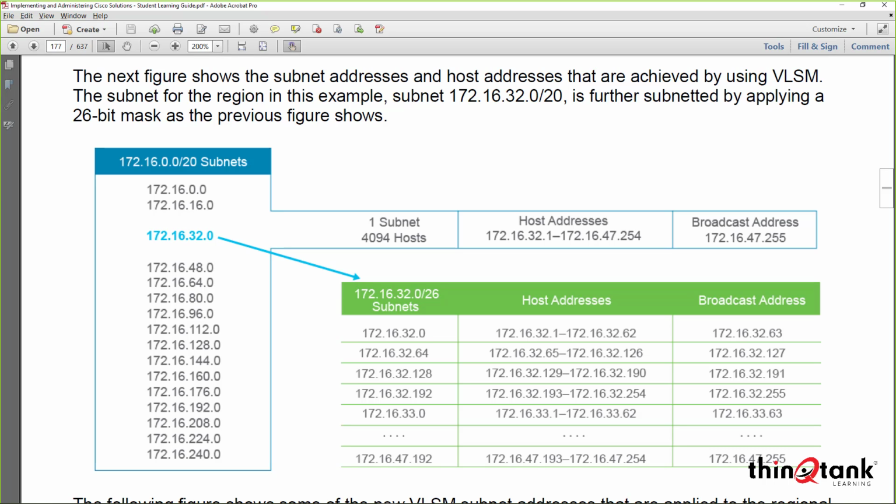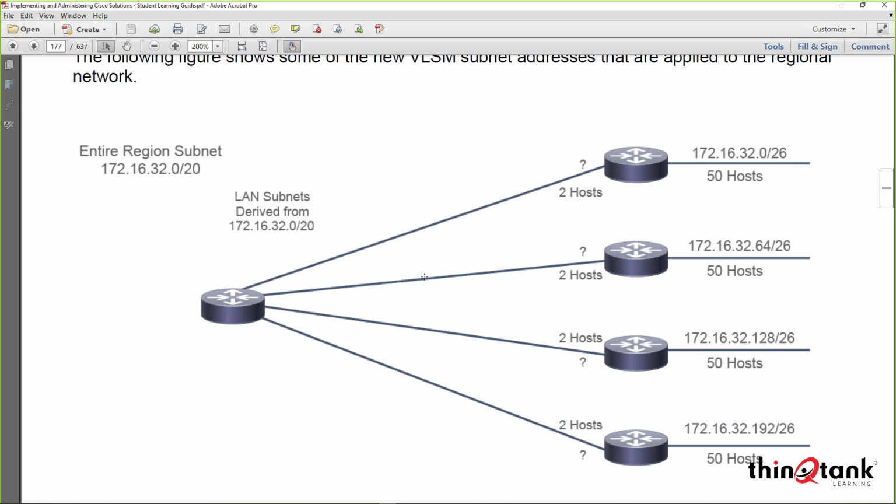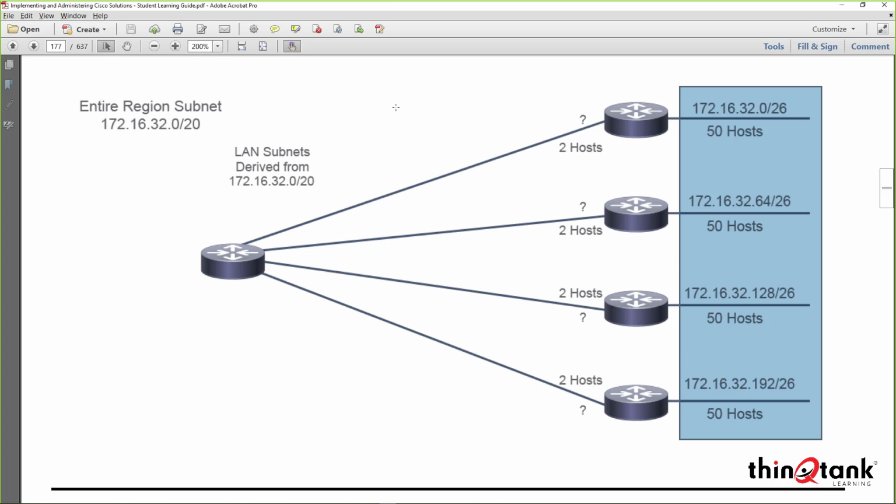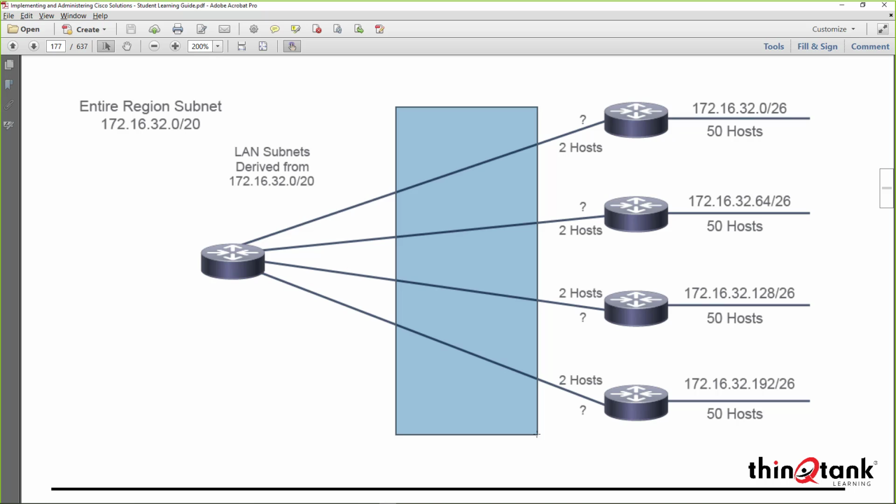Not really, because all the networks happen to be the same size. All right, but let's expand on that, right? Because not only do we need to have the networks for the hosts themselves, we also need to have the point-to-point links have addresses as well.